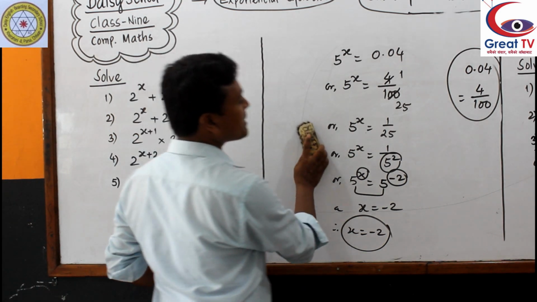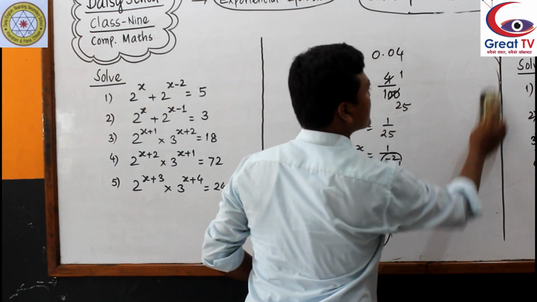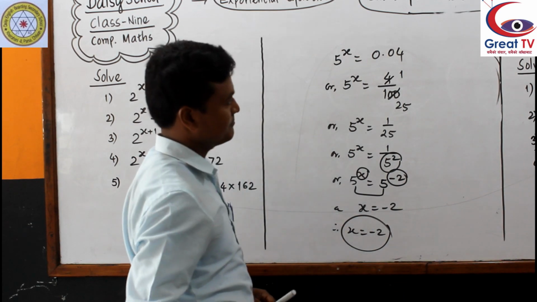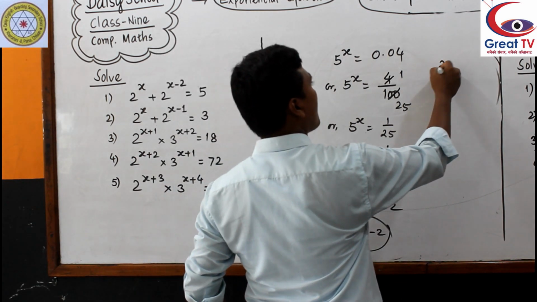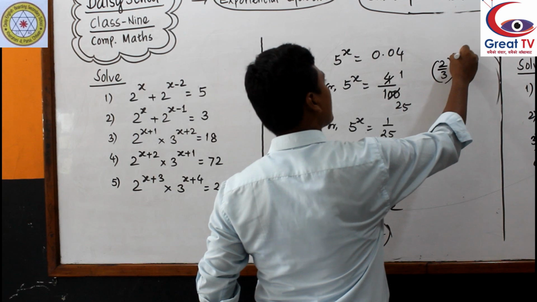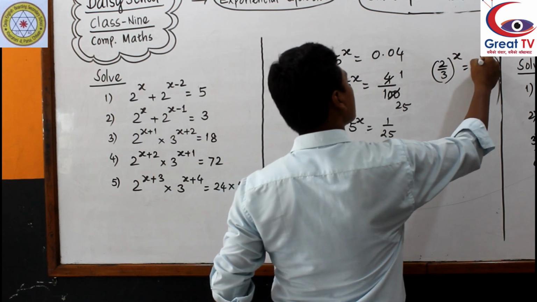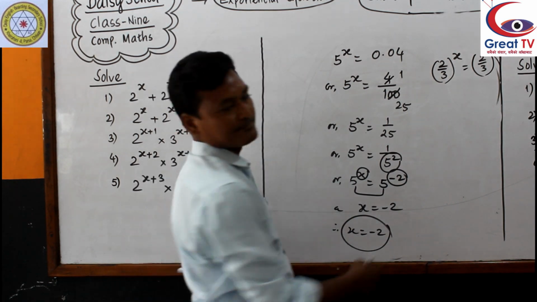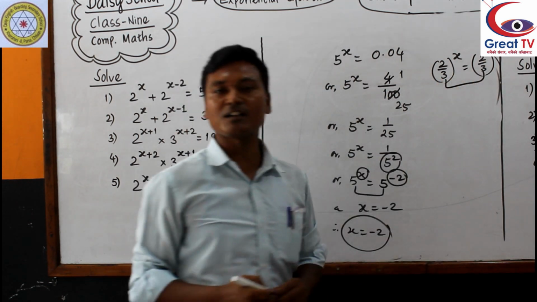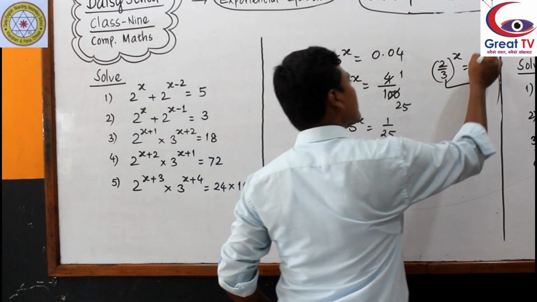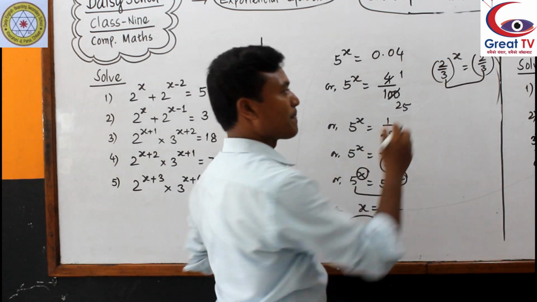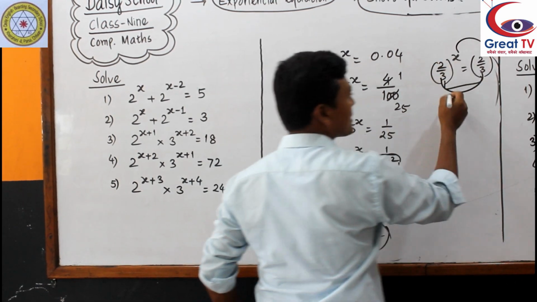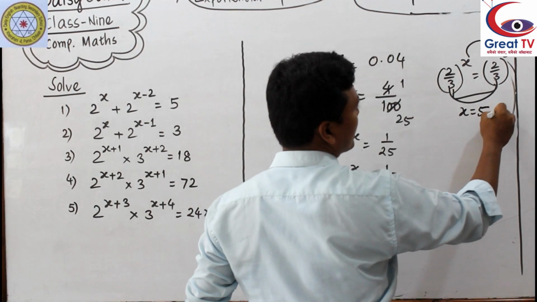And in some books you may see the next type, that is (2 upon 3) whole power x equals (2 upon 3) to the power 5. Check the bases: both bases are same. Then in this problem you can use the concept directly. The bases are same, so the powers are equal. x equals 5.